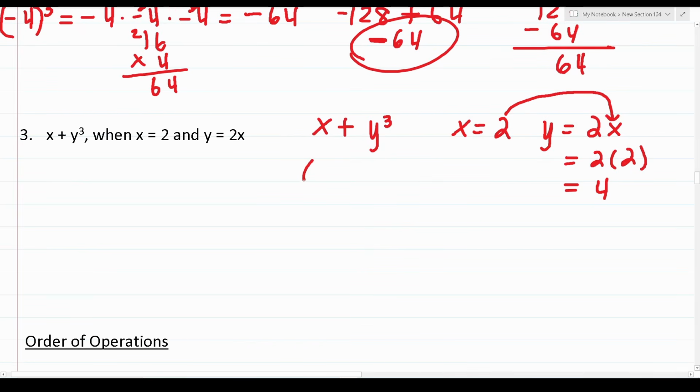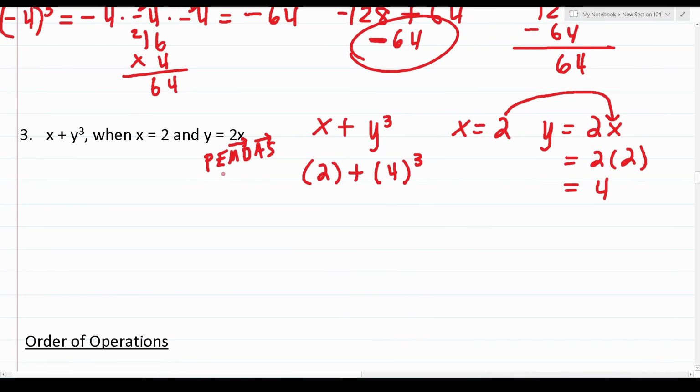This becomes, again, x is 2, 2 plus, and I like to keep things in parentheses, 4 to the third. And this one's actually pretty easy to work out. Again, if it's helpful, you can write out your order of operations, which we're going to be taking a closer look at in just a minute here. Again, according to the order of operations, we do parentheses first, exponents next, multiplication and division from left to right, addition and subtraction from left to right.